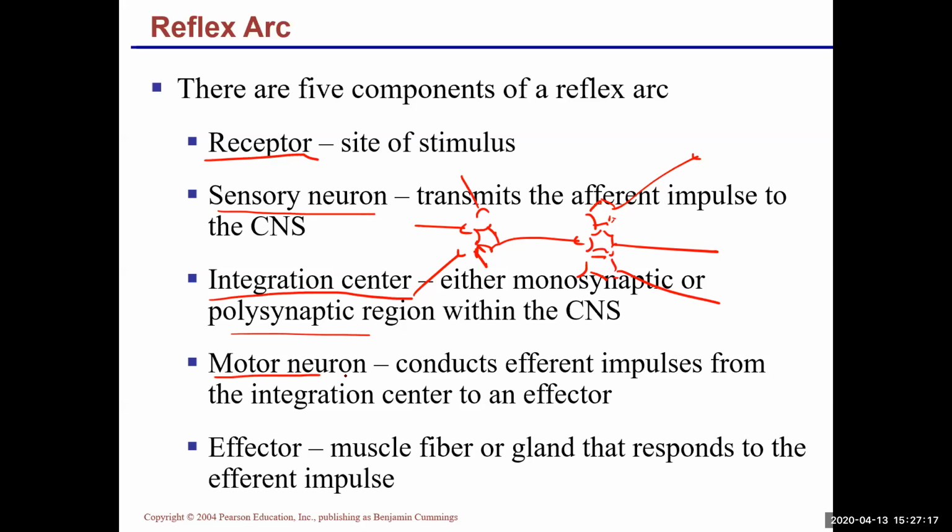The next one is a motor neuron, information exiting the central nervous system. And then finally, you have the effector, which is pretty much the muscles and the glands that we've been discussing as well.